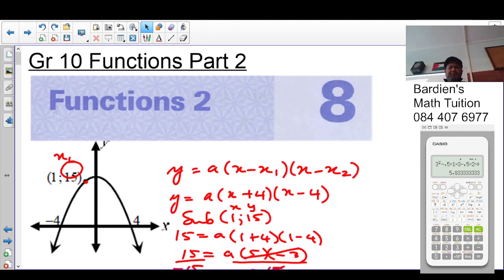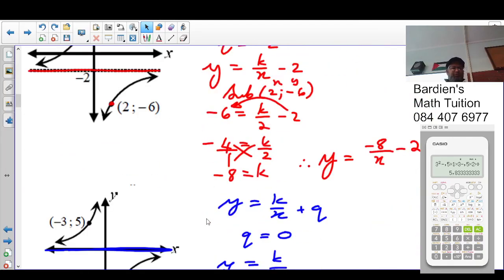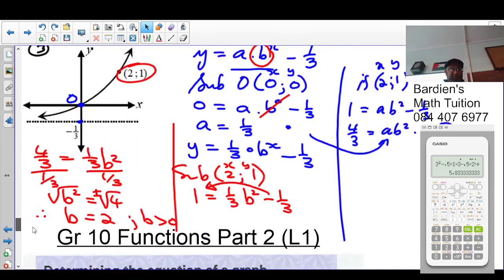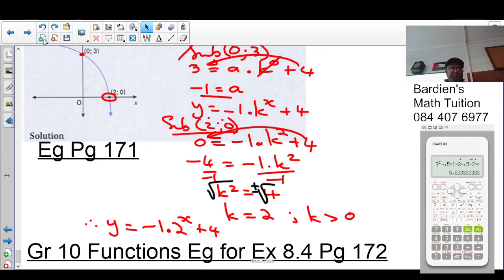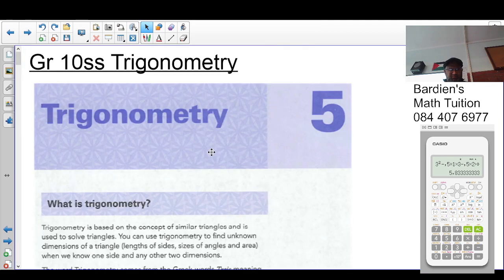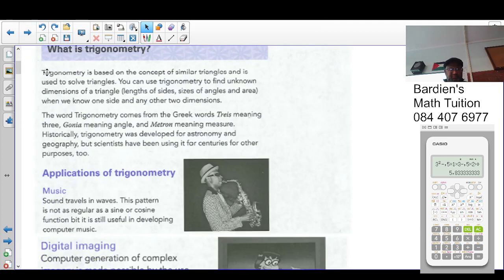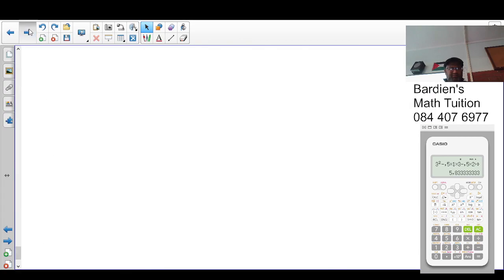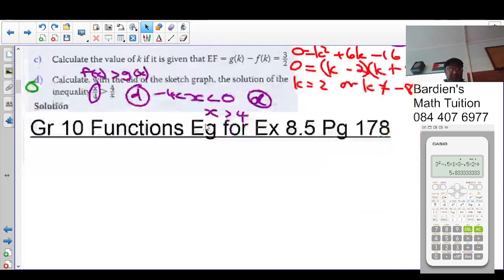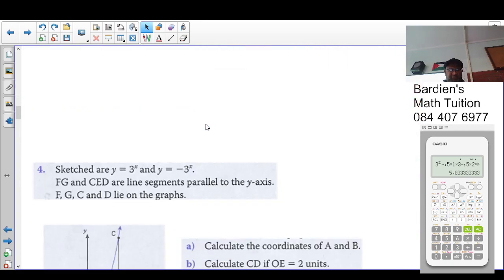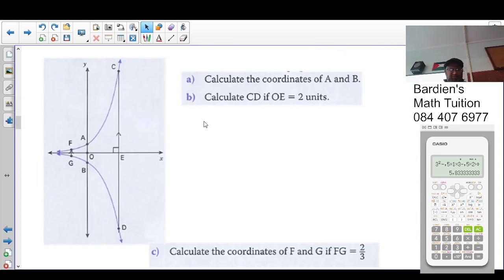Okay, good morning, class. So today we're looking at functions part two. We're looking at the interpretation of graphs. I think I've cut more graphs for you guys. So yesterday we did two examples that you should have been able to use to do exercise 8.5.